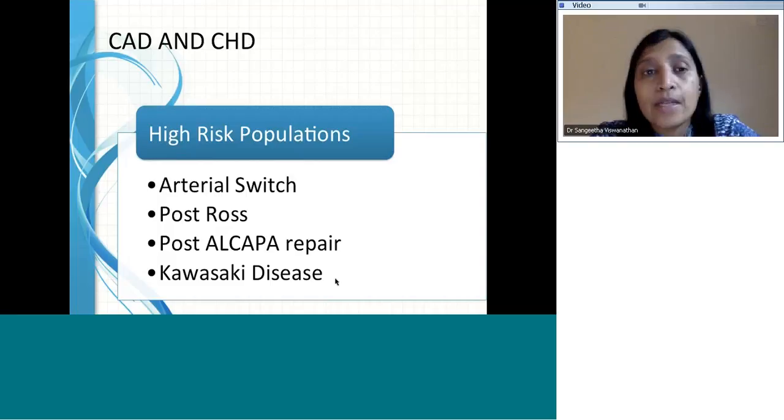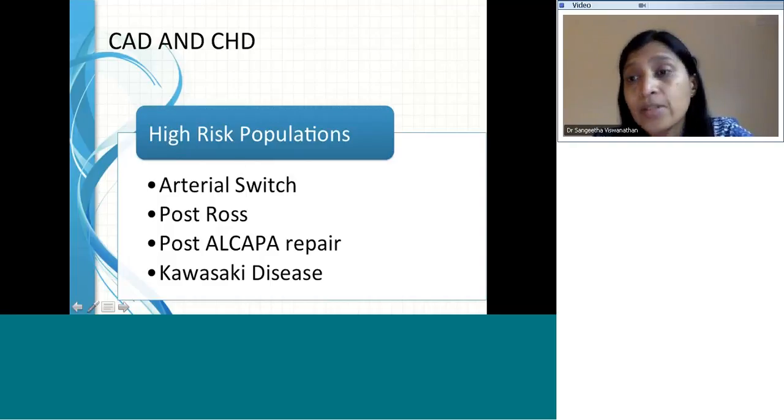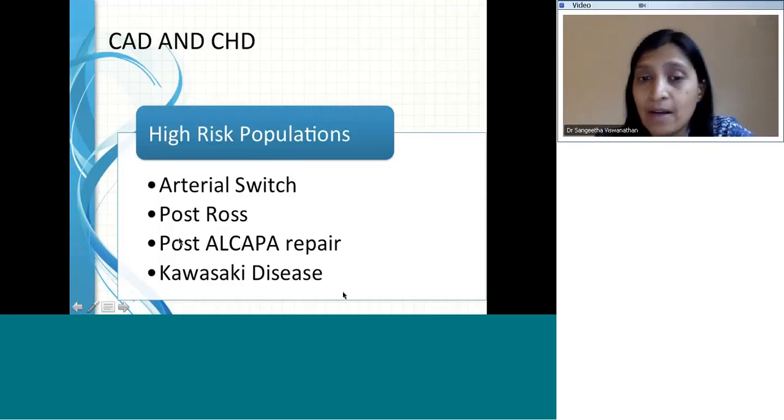There are certain conditions in congenital heart disease that have a specific high risk for coronary artery disease. And these, as you are quite aware, are those operations that involve coronary artery translocation, and this includes the arterial switch, the Ross operation, surgery for ALCAPA, and also diseases that affect the coronary artery like Kawasaki disease. So these patients are at particularly high risk for ischemic heart disease or coronary artery problems later on in life, and this is something that needs to be monitored regularly.